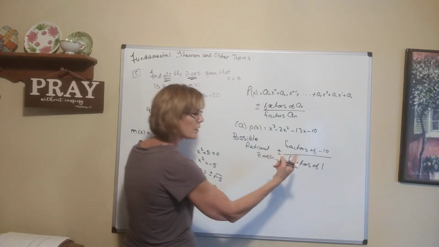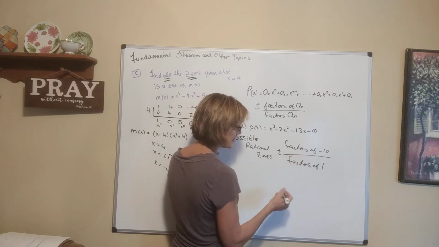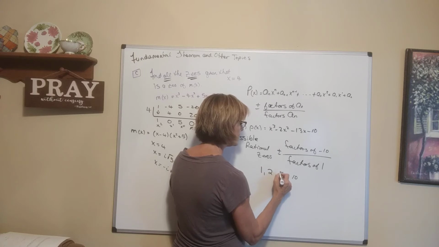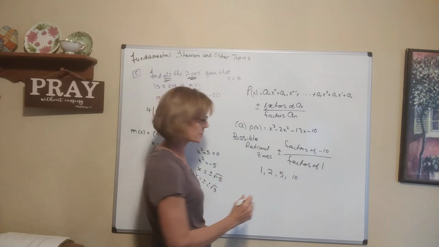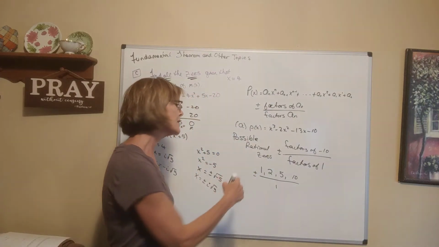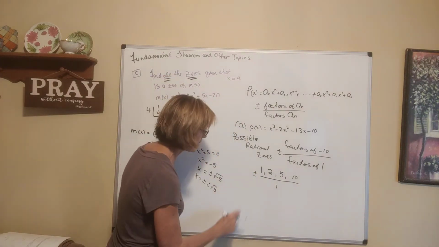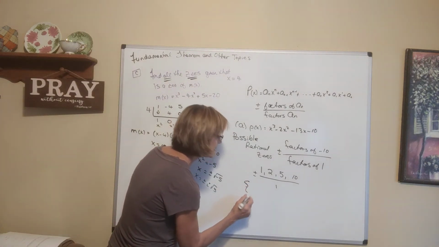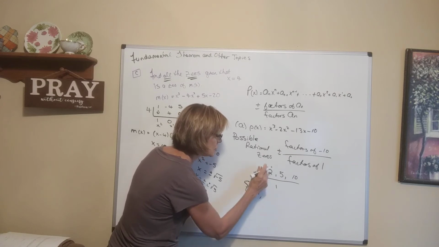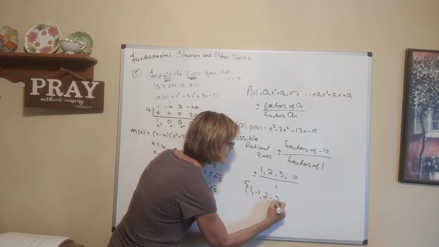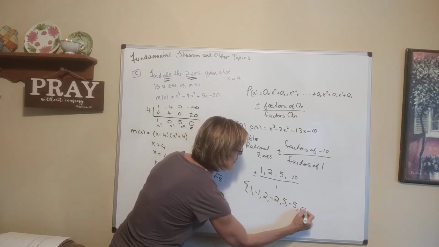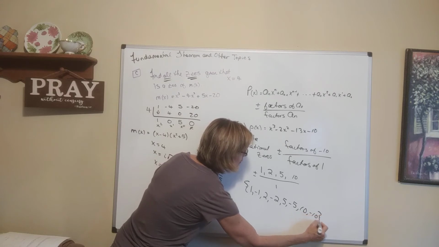All right, so what are the factors of 10 or negative 10, either one? 1 times 10, 2 times 5, and I think that's all the factors. What are the factors of 1? Just 1. This is not the list, this is me getting ready to make my list. Okay, so here's the list: 1 divided by 1, negative 1 divided by 1, 2 divided by 1, negative 2 divided by 1, 5 divided by 1, negative 5 divided by 1, 10 divided by 1, negative 10 divided by 1.